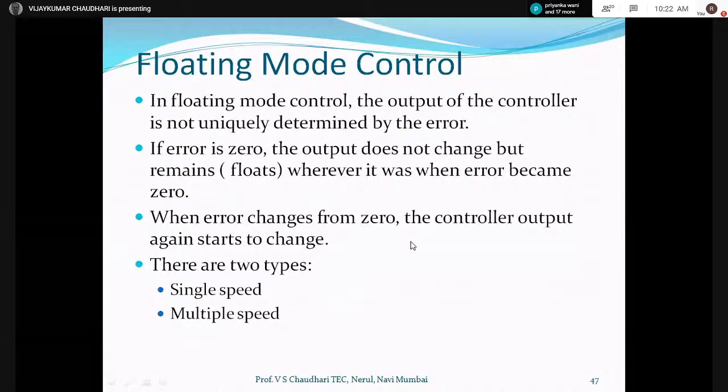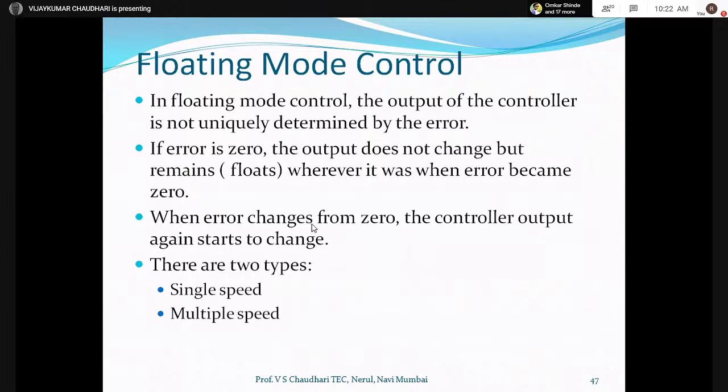Next is the floating mode control. Okay, so this is slightly a different concept than the earlier ones. Let's see what it is. What is done in floating mode control? The output of the control is not uniquely determined by the error. Okay, two position and three position or multi position control that we discussed just now, the output of the controller was decided, solely decided, by the magnitude of the error, right?